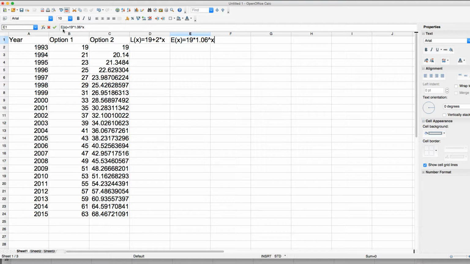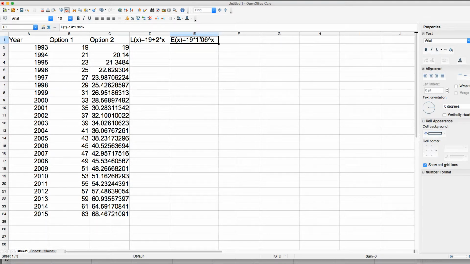So now I've got to figure out how to write this, because 1993 is not my x value. That's year 0, and 94 is year 1. So I might want to create another column to show my x values. I guess I could do that. Let's see what that would look like. So I'm going to call this x. This is going to be year 0.